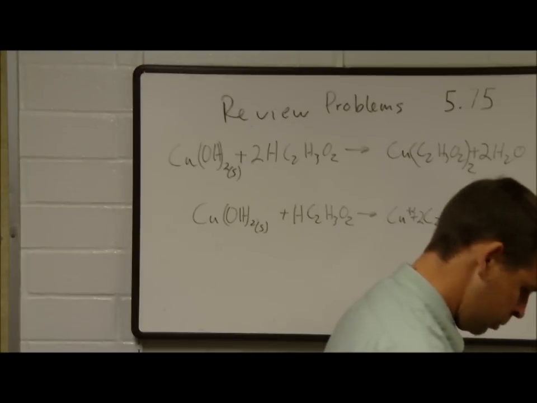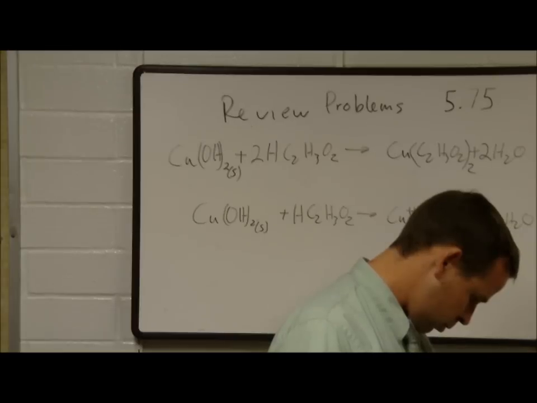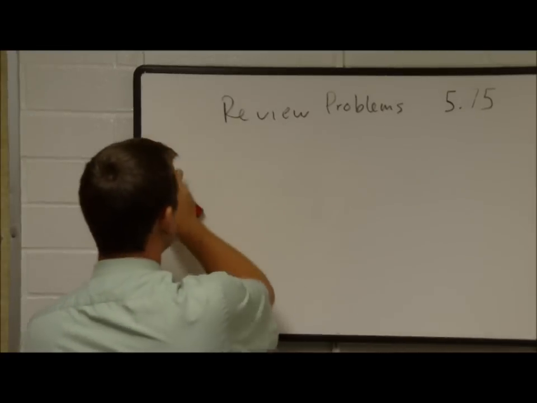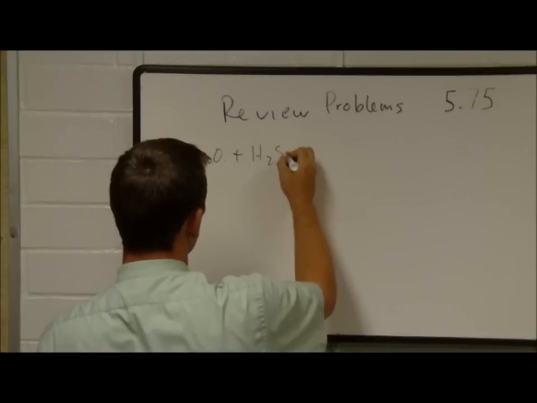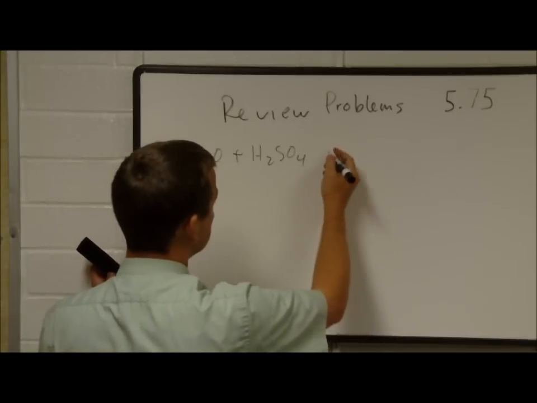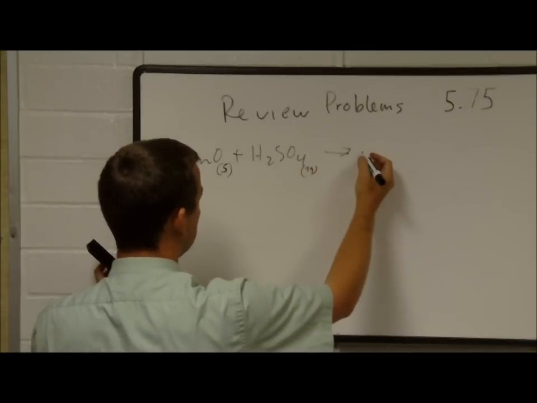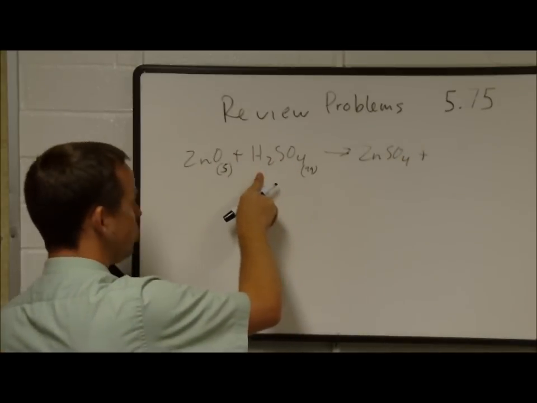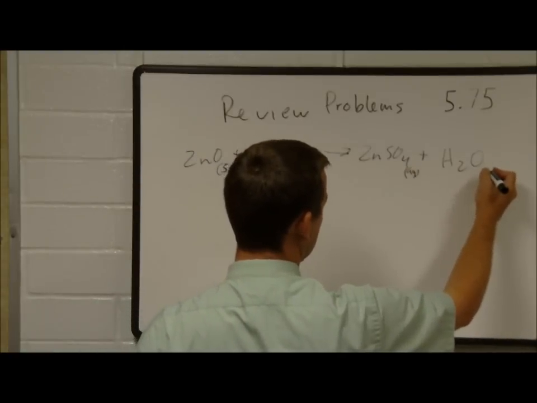Okay, so, where are we at? We're on 575, part D, zinc oxide and H2SO4, zinc oxide and sulfuric acid. So here we have a strong acid, insoluble oxide base, or insoluble metal oxide. So this is a solid, right? Zinc oxide is a solid. This is aqueous. Products here are going to be zinc sulfate, SO4, and H2O, right? Okay. So this is an aqueous solution. This is aqueous compound. This is a liquid.